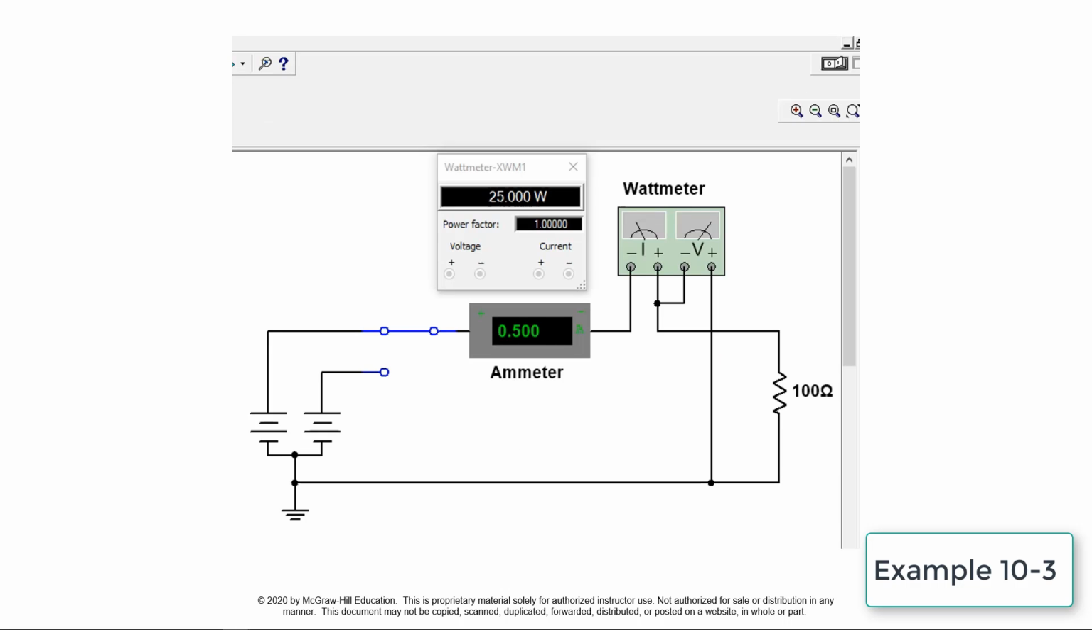This simulates the calculation of power in a circuit based on current and resistance. Expected wattage equals I squared times R. For 0.5 amps of current, power equals 0.5 amps times 0.5 amps times 100 ohms equals 25 watts.